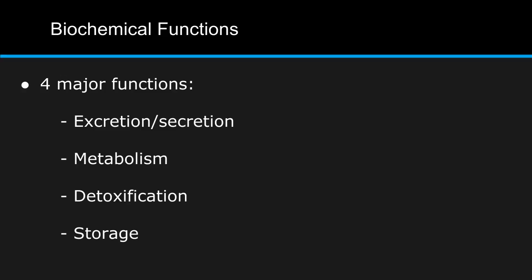The liver performs 4 major biochemical functions: excretion and secretion, metabolism, detoxification, and storage. It is important to remember here that proper liver function is so vital that if the liver becomes non-functional, death will occur within 24 hours due to hypoglycemia. In liver failure, stored glycogen within the liver is unable to be changed to glucose and released into the body.